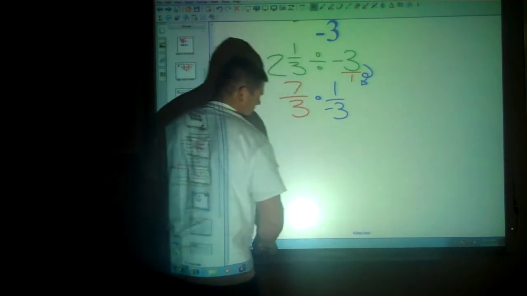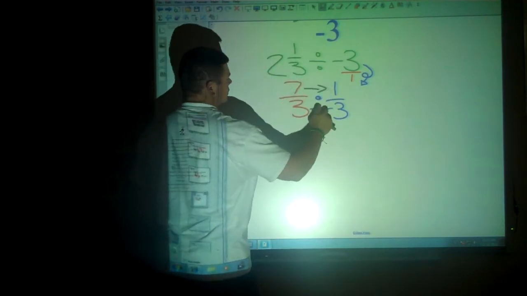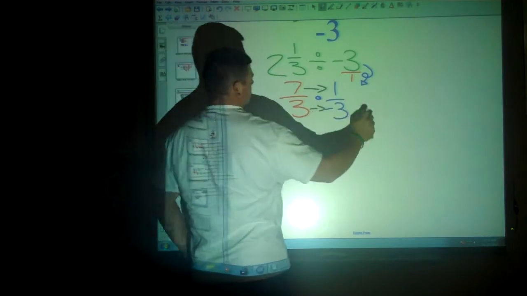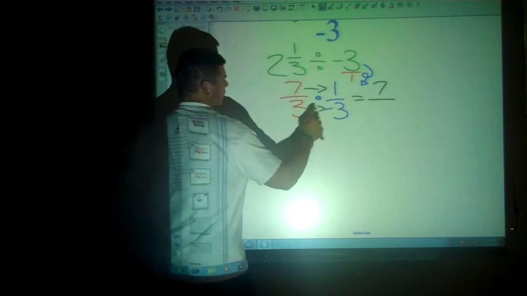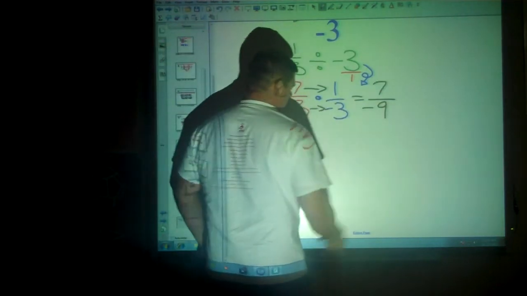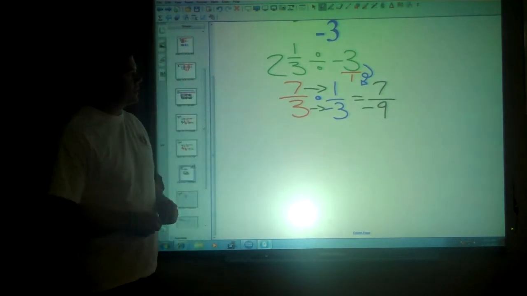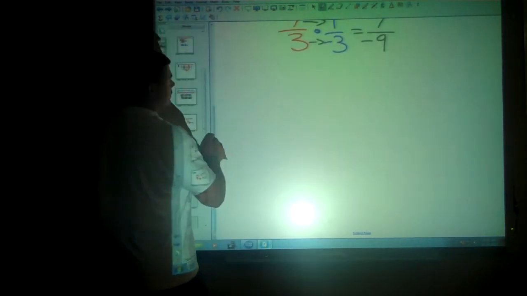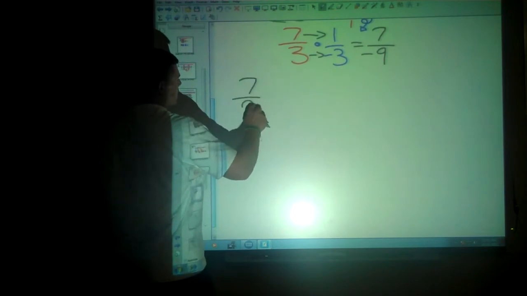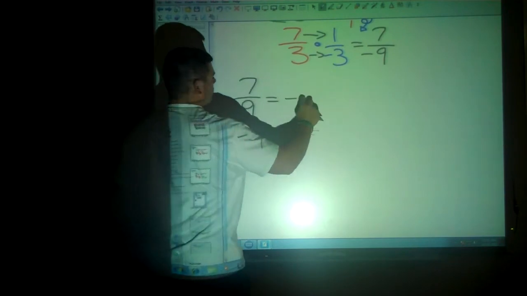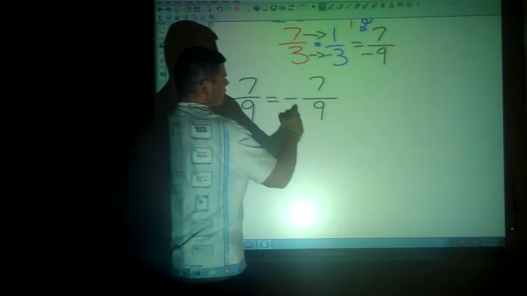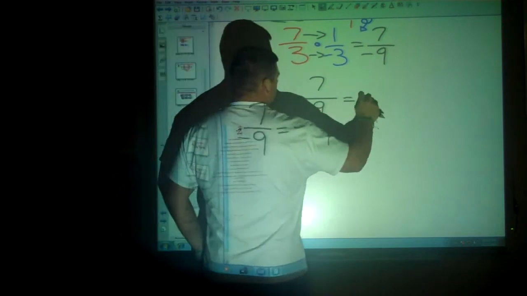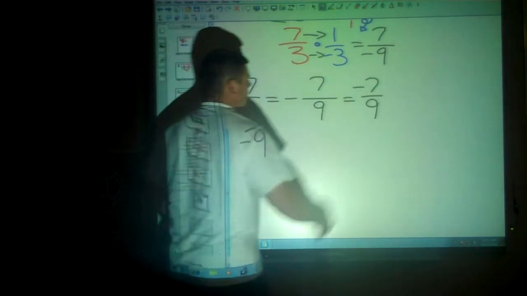And then fractions multiply straight across. Nothing cancels out in this problem. So 7 times 1 is 7, and 3 times negative 3 is negative 9. And that would be your final answer, negative 7/9. I just want to remind you, negative 7/9 can be written this way. It can be put in the middle, the negative sign in the middle, or it can be given to the top.